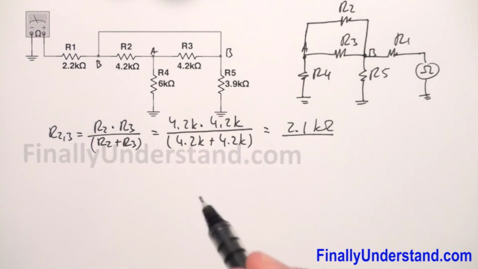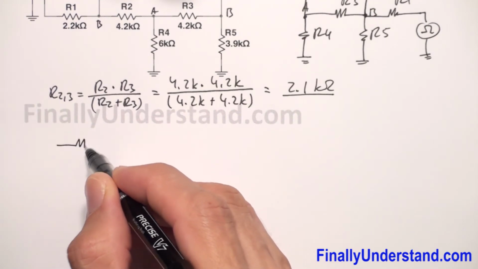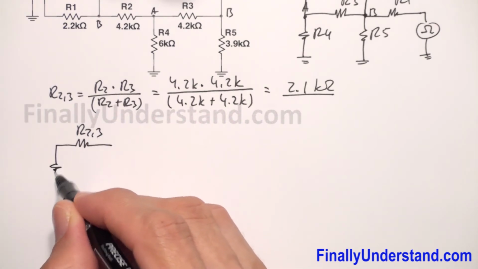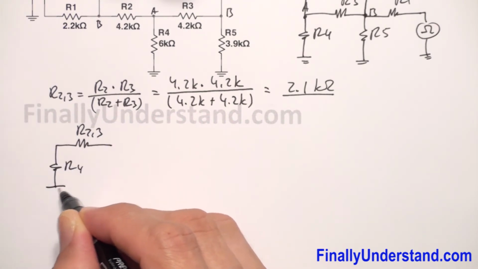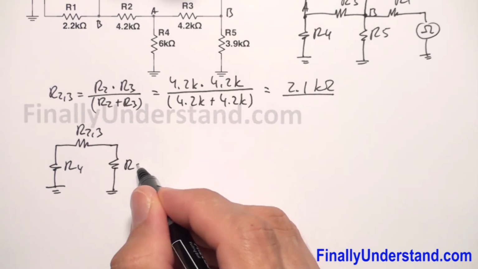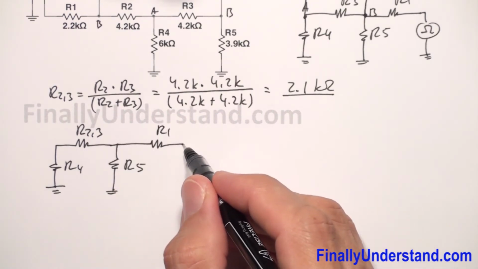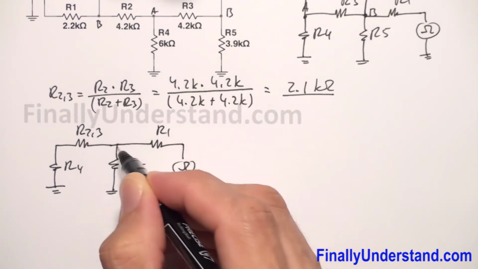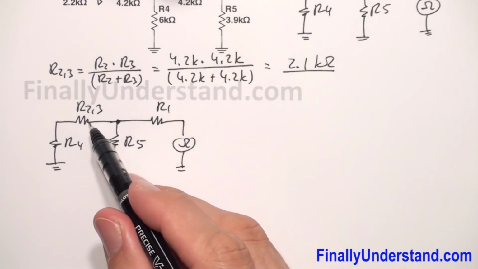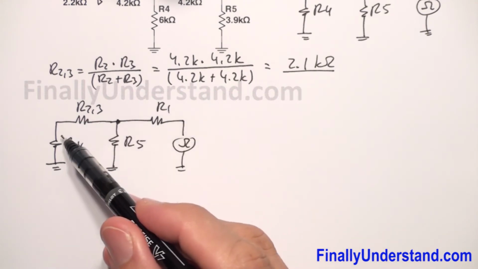Next, I can redraw the circuit. So my circuit right now is going to look like this. This is R23, and this is my R4, this is my ground, and this is my R5, and this is my resistor R1, and this is of course my ohm meter over here. Next, please realize that this time we have the ohm meter on the right side, so that's why I have to start solving this problem from the left side.